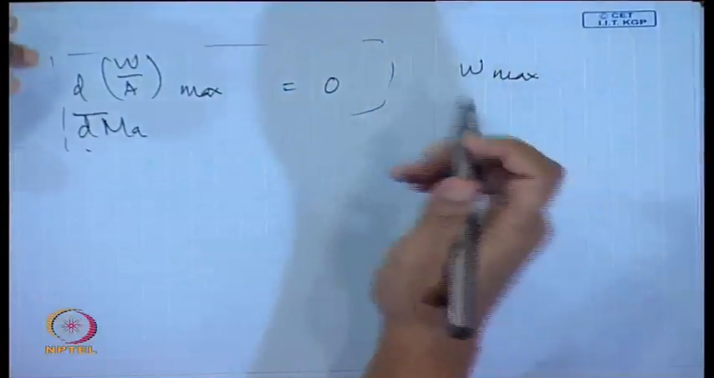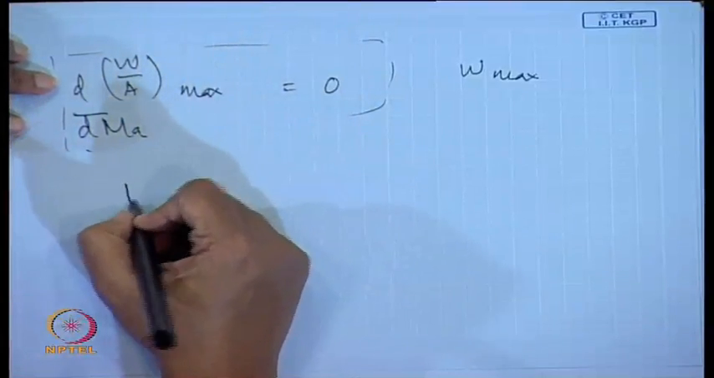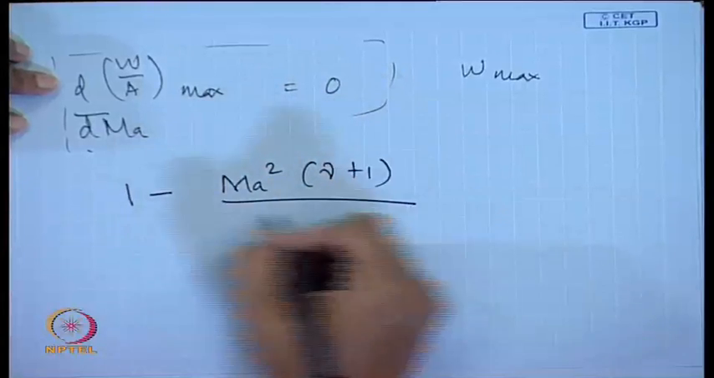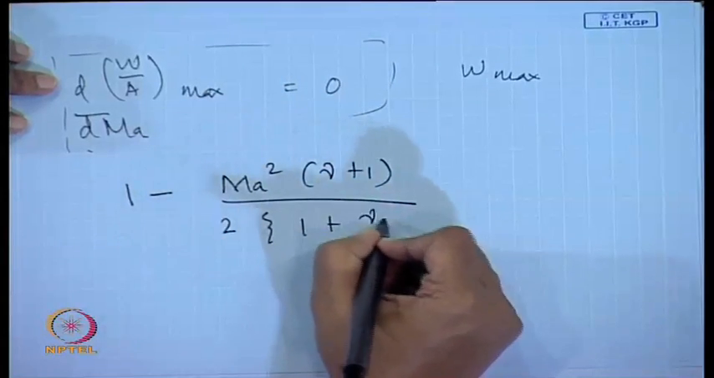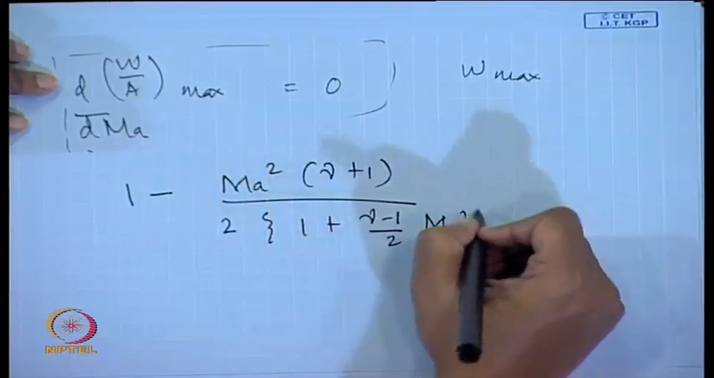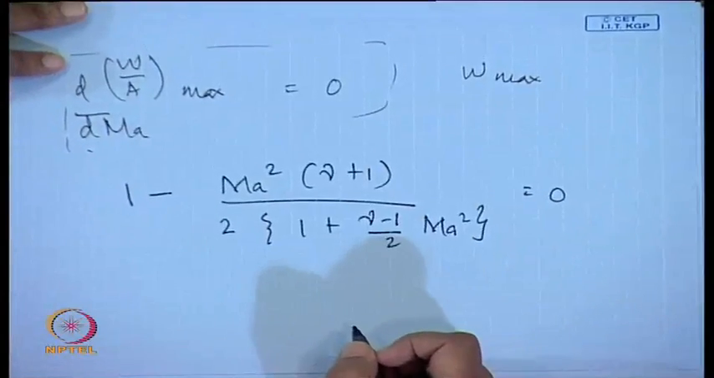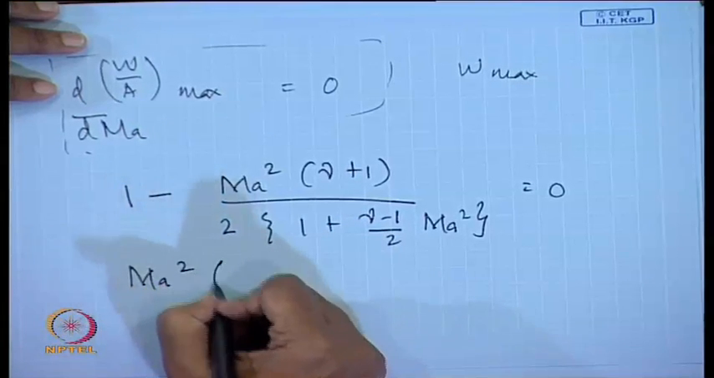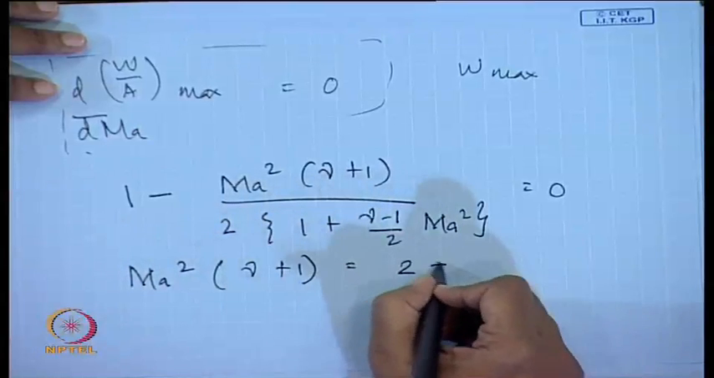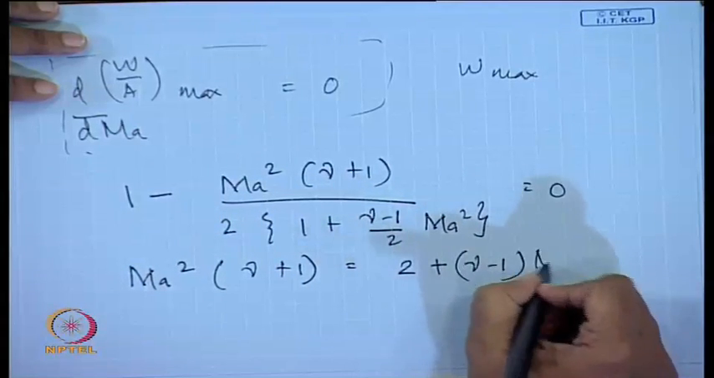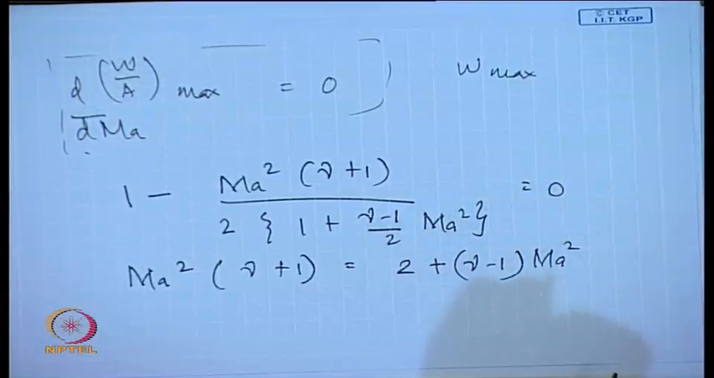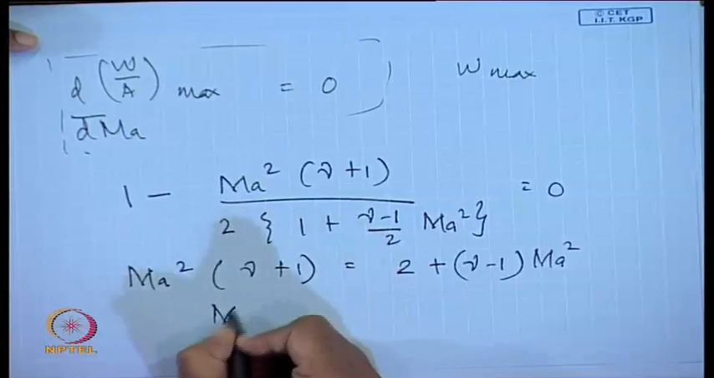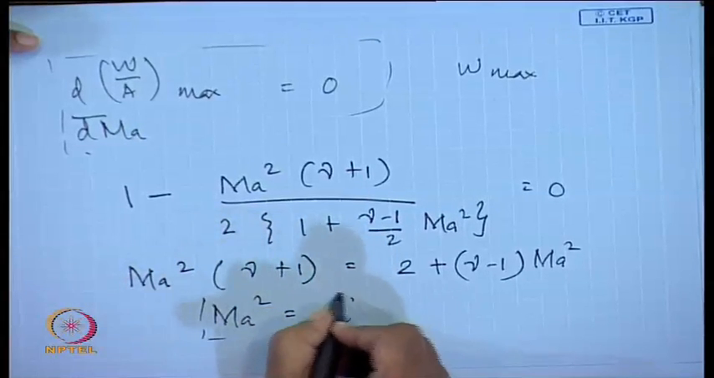And on differentiating, what do we get? We find that if we differentiate it, the expression reduces to 1 minus Ma square. You just perform it in your hostels and then you see whether you are getting it yourself or not. This equal to 0, isn't it? This is the thing which we get, or in other words we get just on substitution Ma square into gamma plus 1 equals to 2 plus gamma minus 1 into Ma square, and if you solve it, what do you get? We get from this particular condition Ma square equal to 1.